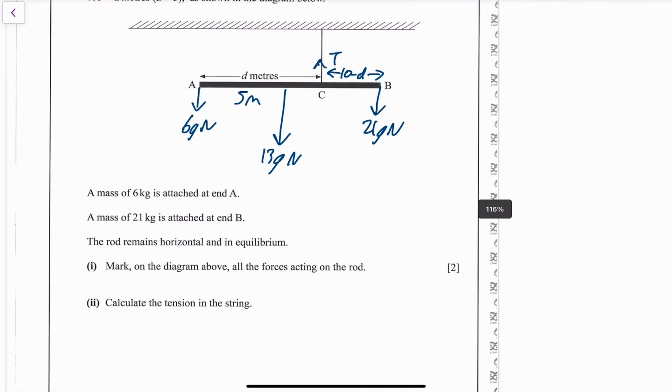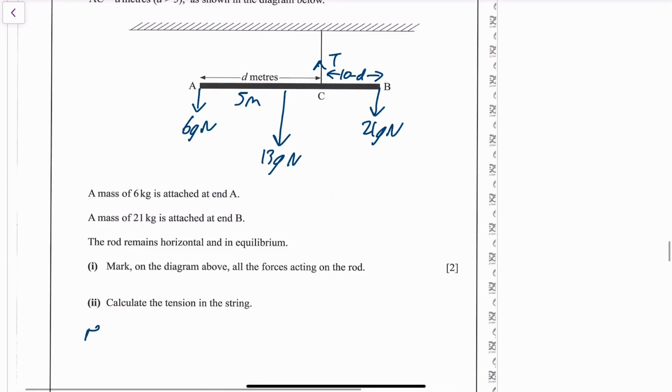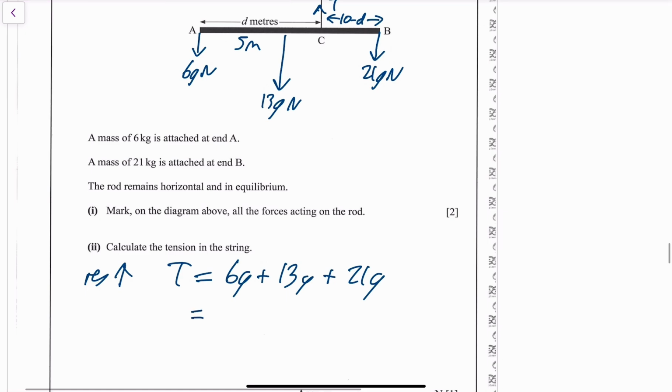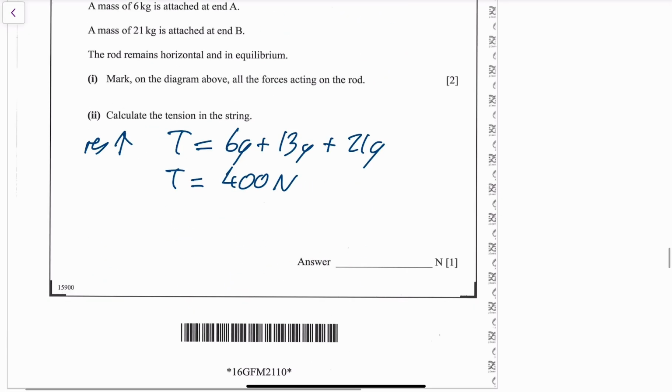Calculate the tension in the string. So you can see my diagram. All I'm going to do here is resolve vertically. The only force going up is the T. Everything else is going downwards. And that's going to be 6 times 10, 13 times 10, 21 times 10. And that is going to work out to be 400 newtons. So we've got our tension.